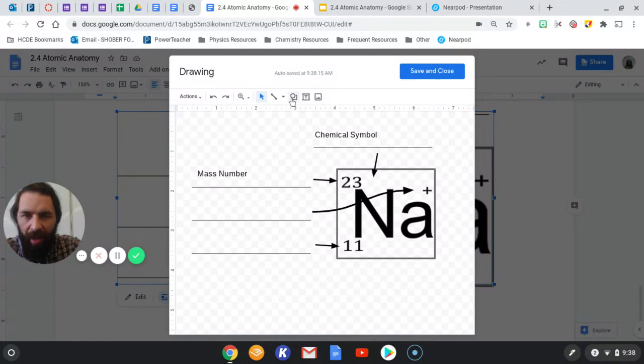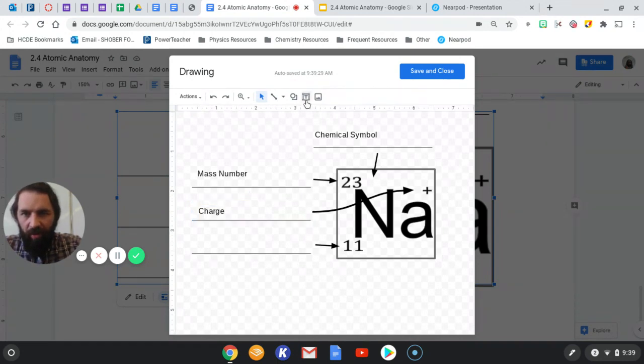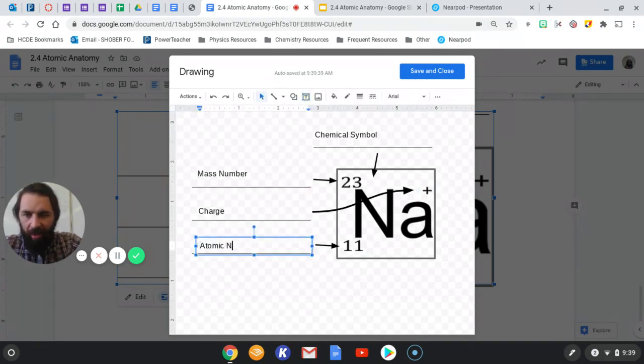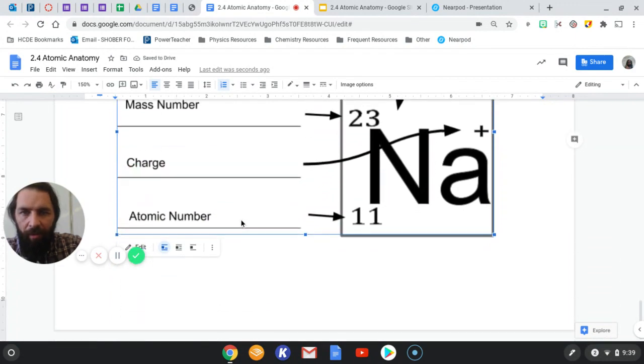Okay, so then we need to make another text box for the little plus sign up there, which is telling me the charge. And then last of all, we are going to label this number at the bottom left, which we know is the atomic number. Okay, so put in all those labels, save and close. You've got it labeled in your notebook now.